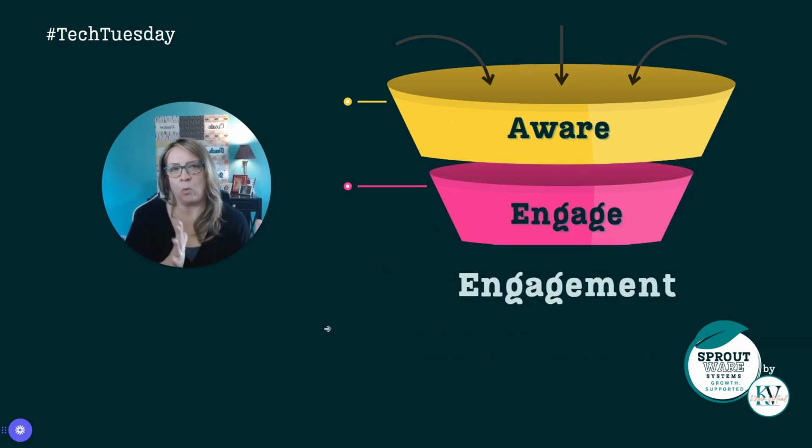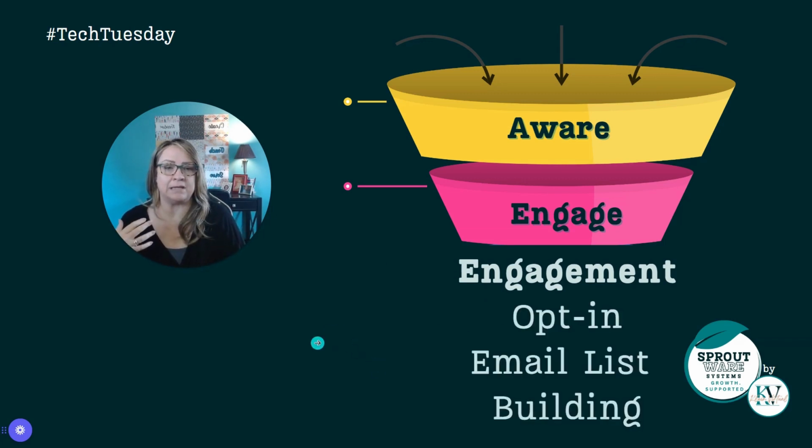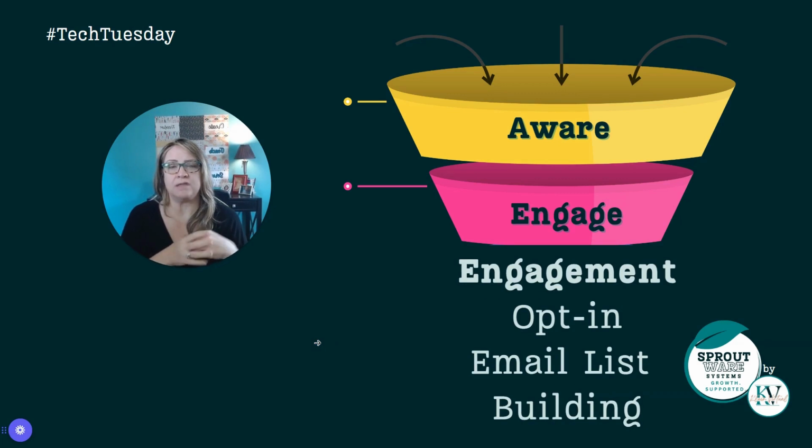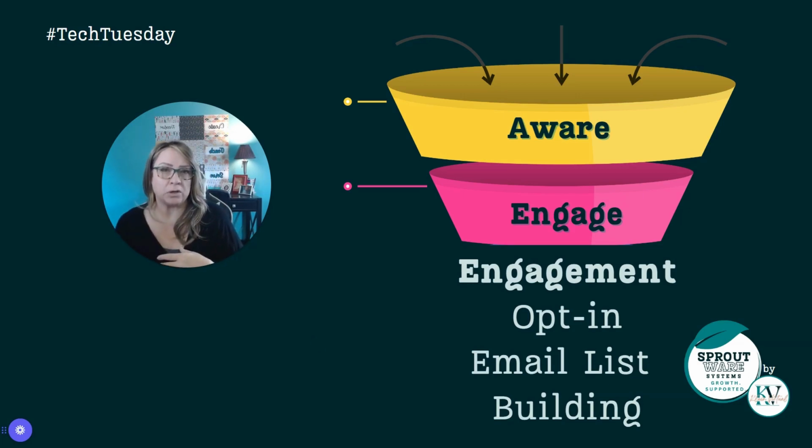Once they are aware of you, you've drawn them in. Maybe they're coming to your website. Maybe they are going to your social media. This is where we really start talking about getting them engaged. This is where they start interacting with you on social media. Maybe they're messaging you, or following your content and leaving comments. This is where you can start building your email list. You can offer them value and an opt-in so you can start capturing that email list.